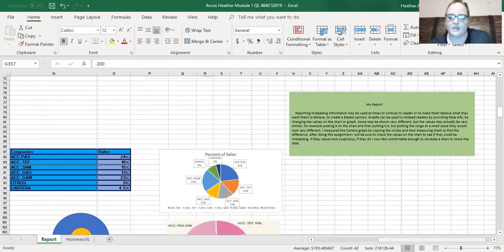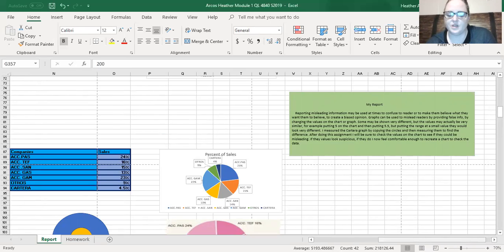Reporting misleading information might be used at times to confuse the reader, to make them believe what they want them to believe, or to create a different opinion. Graphs can be used to mislead readers by providing false info, by changing values on the chart or graph. Some may be shown very different, but the values may actually be very similar.